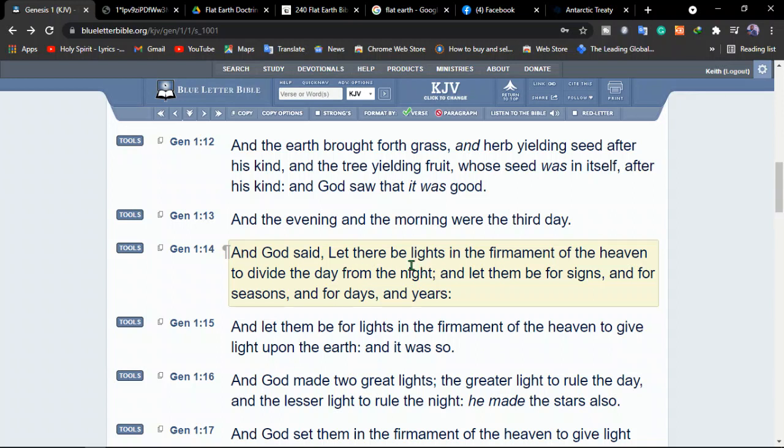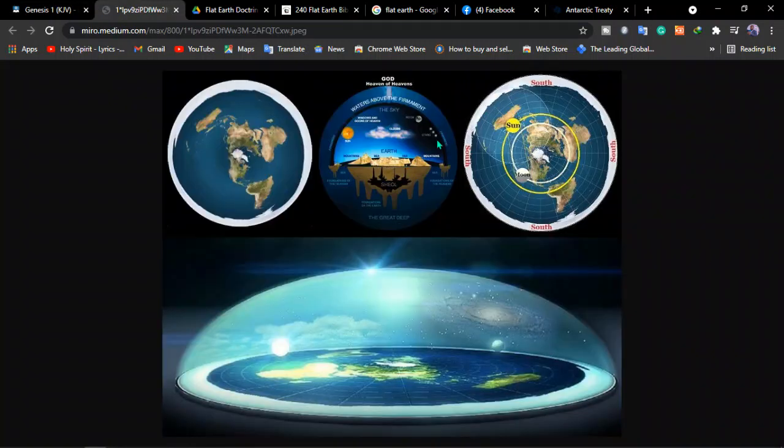And God said, let there be light in the firmament, not out of space, but in the firmament of the heaven to divide the day from the night. And let them be for signs, you see. These lights are for what? For signs and for seasons and for days and for years. Inside this firmament, we have the sun, the moon, and the stars, the lights, for signs and seasons and for years. All right?